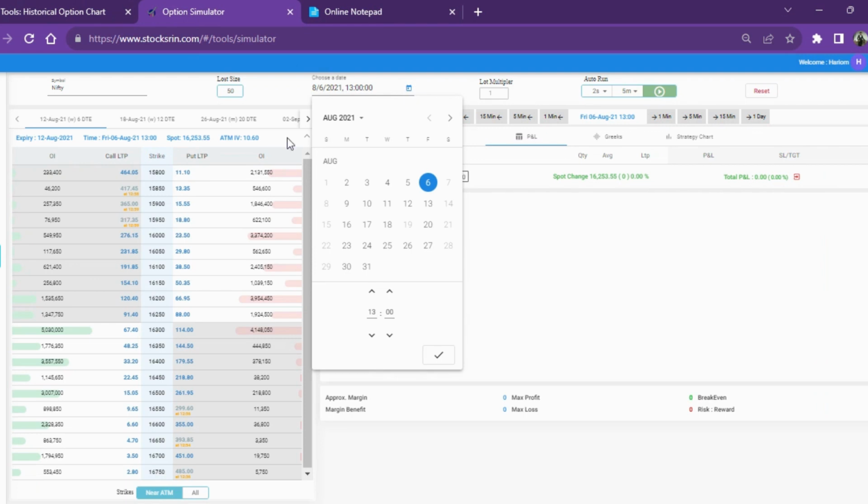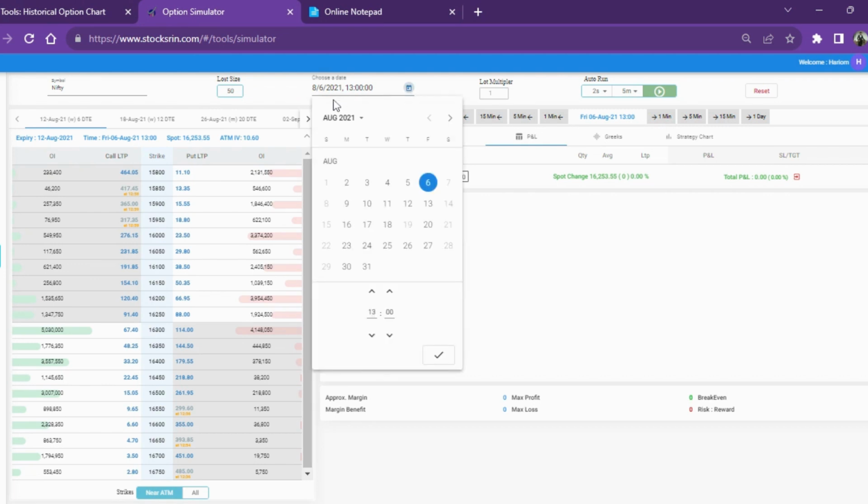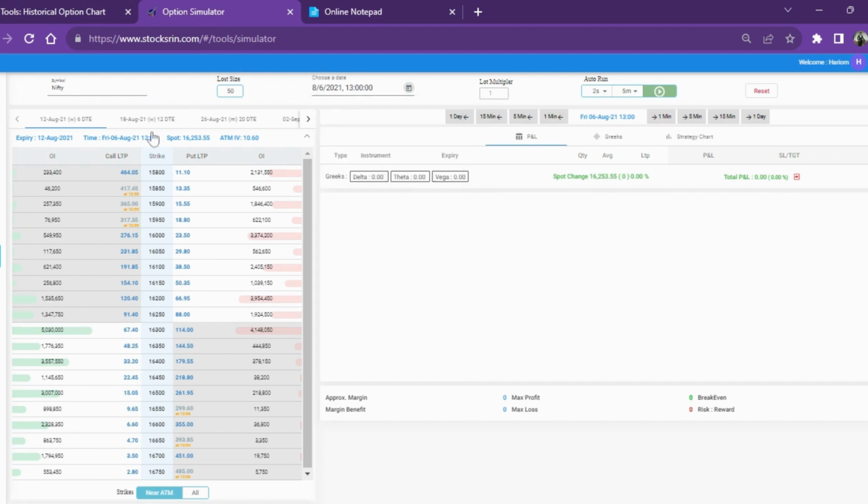So in this week I'll be backtesting for the 12th of August 2021 expiry, because actually prior data is not available on this website. So no worries. As you can see, I've set the clock at 1 o'clock, and it's 6th of August, which is the Friday. So now let's go ahead and make our positions.